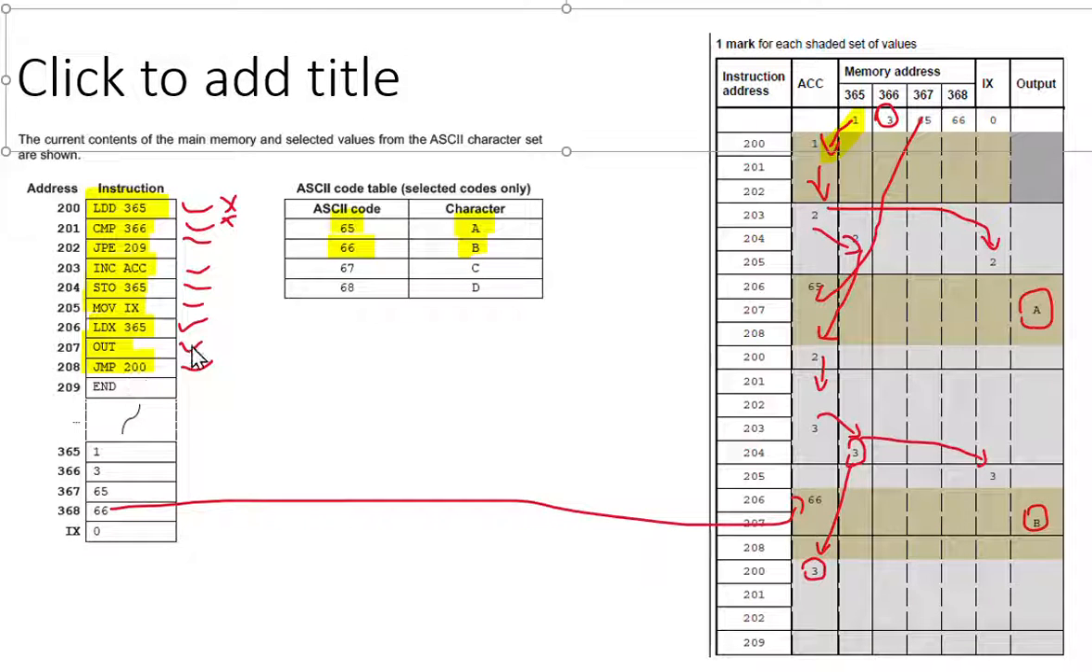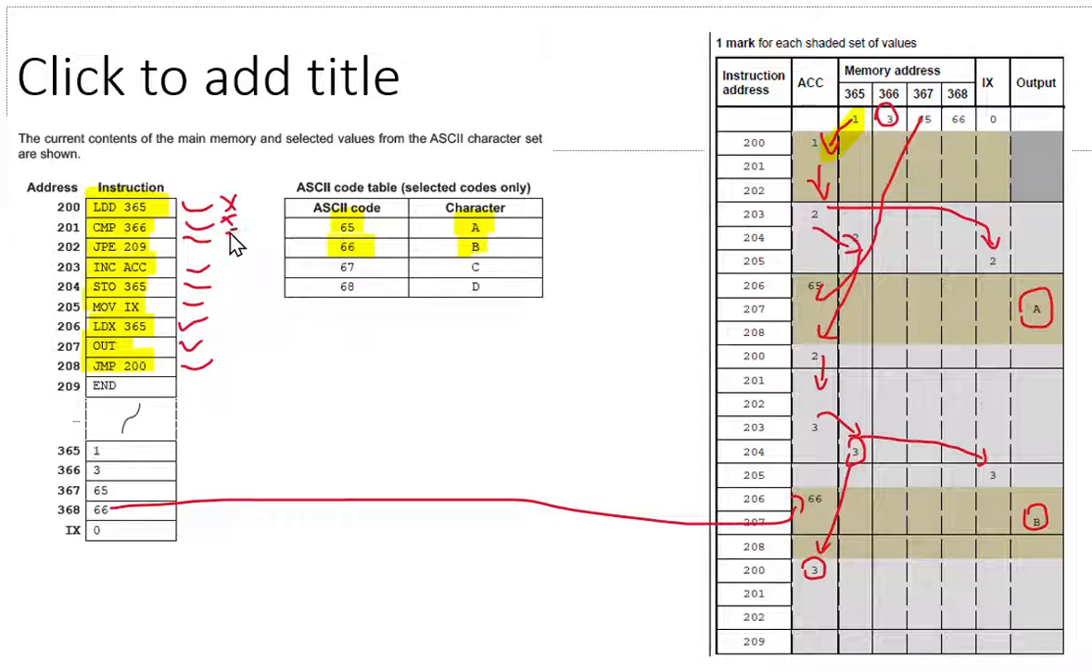And then I come over here and I jump, if they're the same, to 209. Well, 3 is equal to 3. So therefore that's true. So I jump to instruction 209. And that's end. And I end. And this is how each one of these elements in this trace table was calculated.